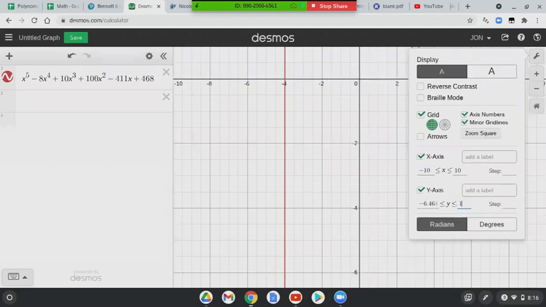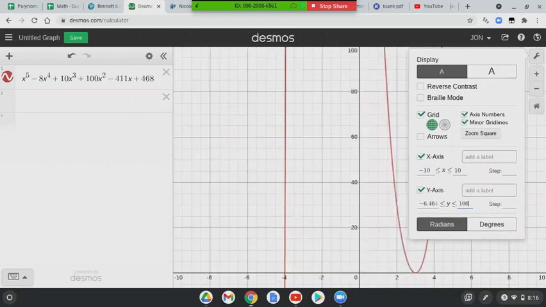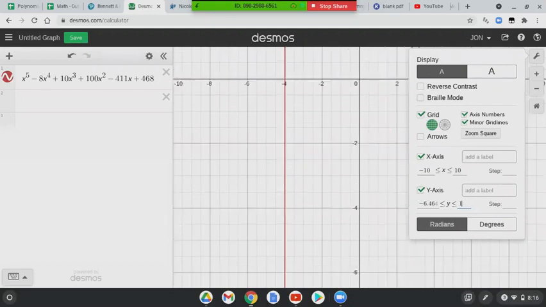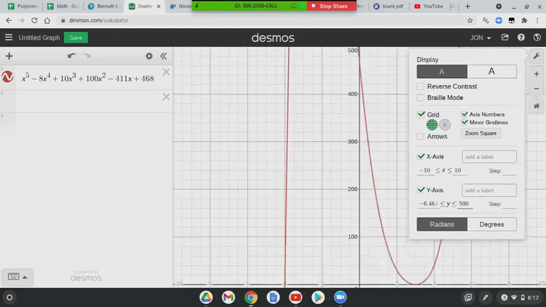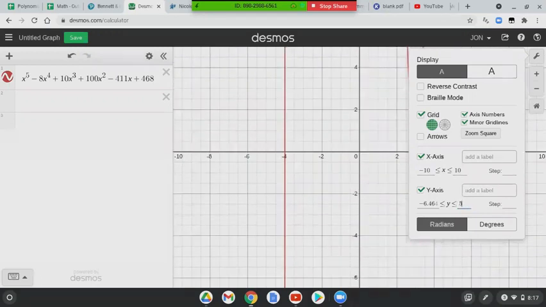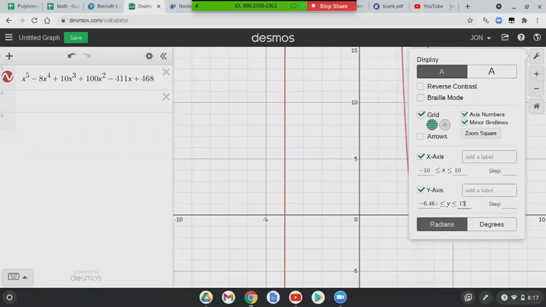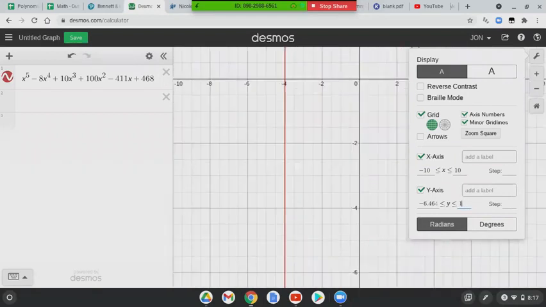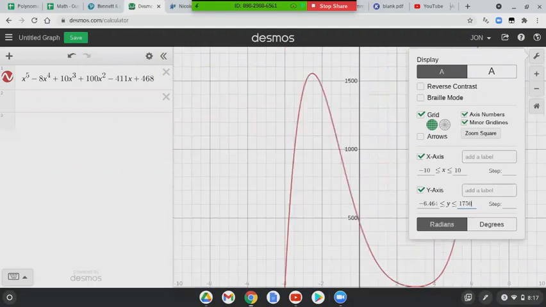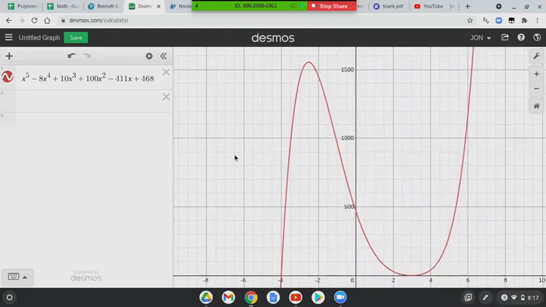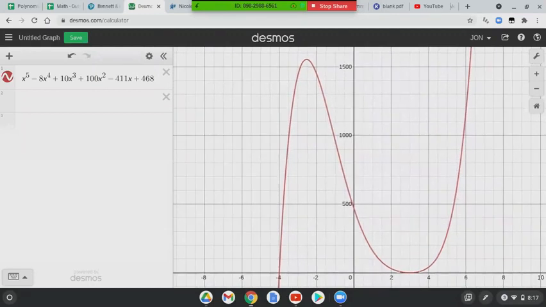I'm not exactly sure how high up to go, so I'm just going to play around with some values. Although I do know my y-intercept is 468. So that's probably an indication that we need to go well beyond 500, beyond 1,000. Let's go up to maybe 1750. All right. And then we can establish our graph. And I'll just move it slightly so that I can see where my x-intercepts are.